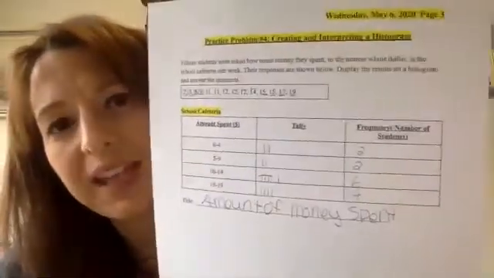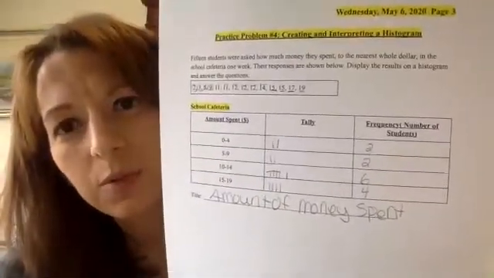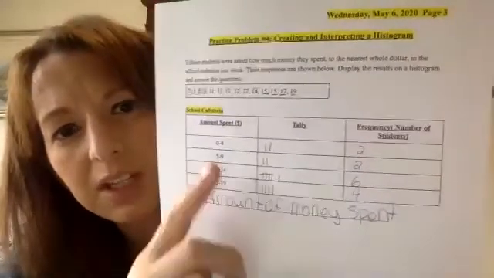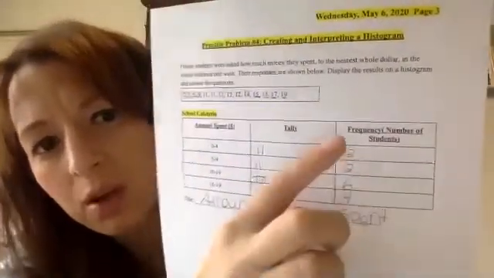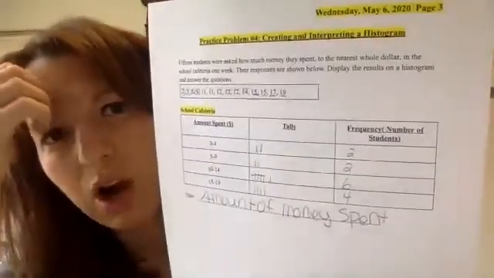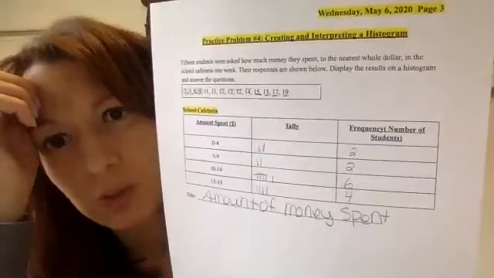Okay, so I'm gonna put this back here for a second. Who thinks they can raise their hand and tell me what the x-axis is? Raise your hand if you think you know what the x-axis is. Is it going to be the amount of money spent, or is it going to be the frequency, how many students there are, which makes sense according to what we've been doing?